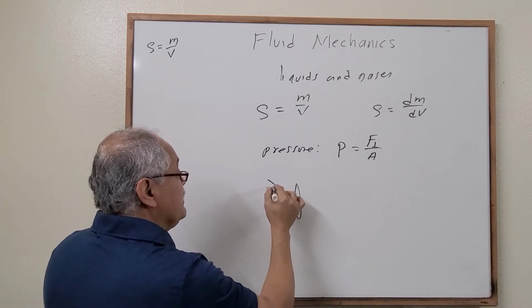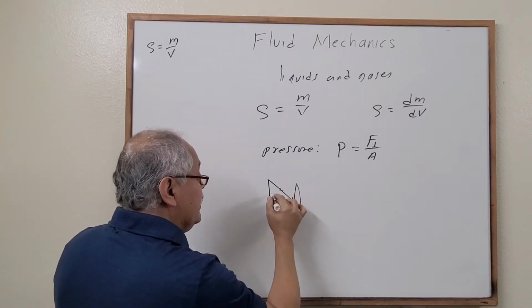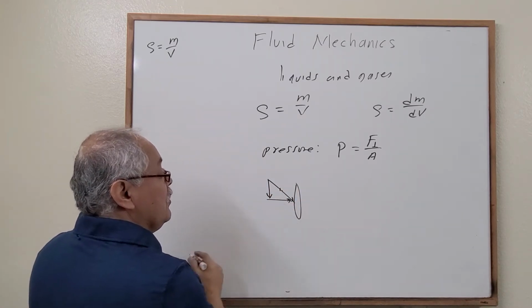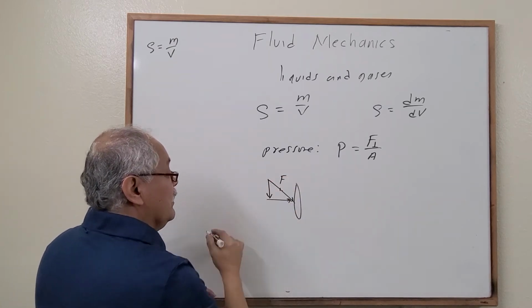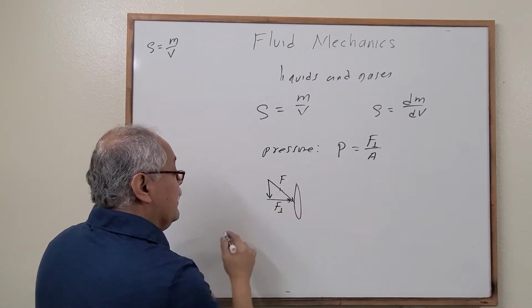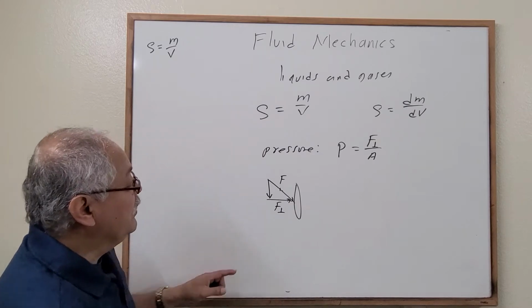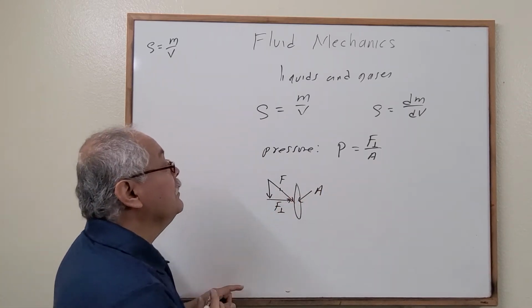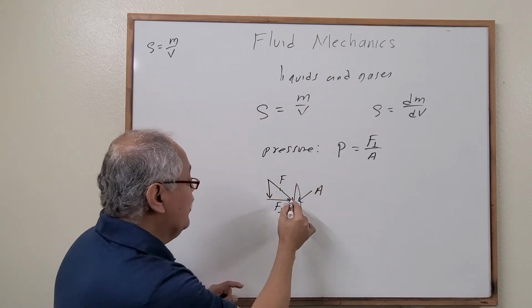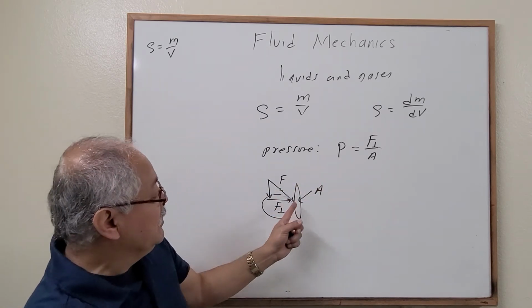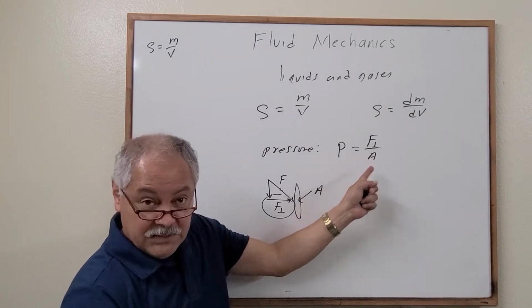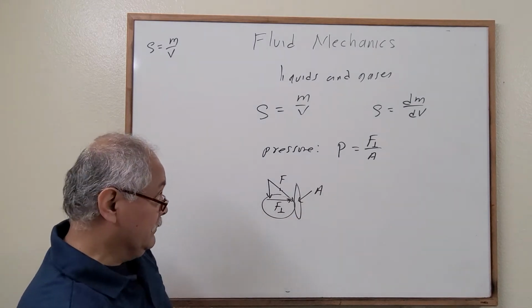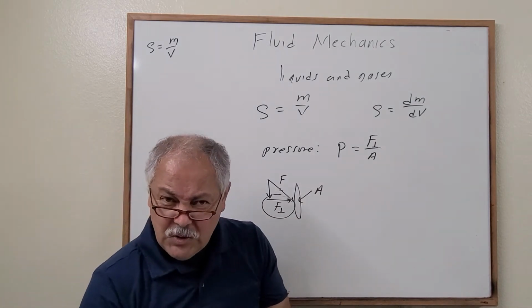The pressure is just this component perpendicular to the area. This is the force, for example, and it's going to be the perpendicular component of the force acting on this area. And then pressure is this component perpendicular to the area divided by the area itself. That is pressure. So let's go for the unit.